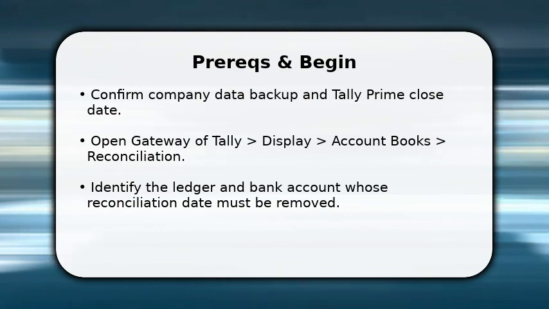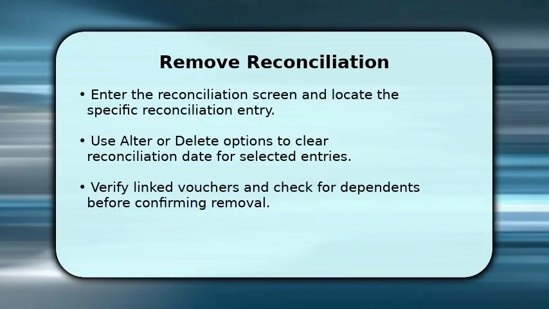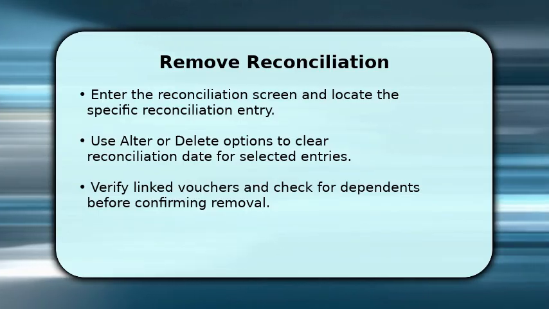Now, you navigate the reconciliation screen to the specific reconciliation batch or entry. Select it carefully. Once highlighted, choose the Alter or Delete function. Tally will prompt for confirmation and show which vouchers are linked. You should unmark the reconciled flag or delete the reconciliation record depending on your need.